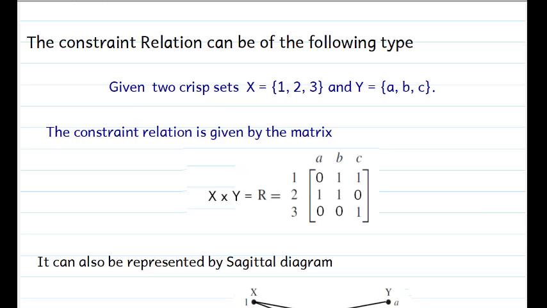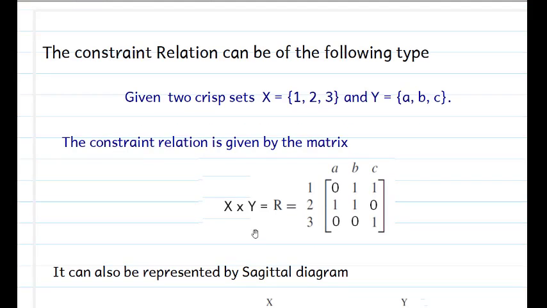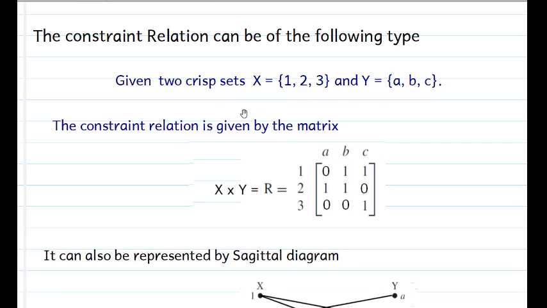Now we can also have a constrained relation. What we saw previously is the unconstrained relation; this is the constrained relation. So we have the elements 1, 2, 3 and a, b, c. Now you can see this is 0. In the previous case this was 1, but here it is 0. This is also 0, this is also 0, this is also 0. So due to some constraints, these pairs are not considered.